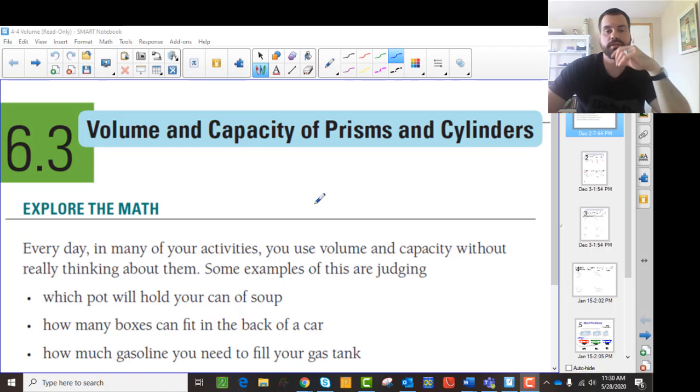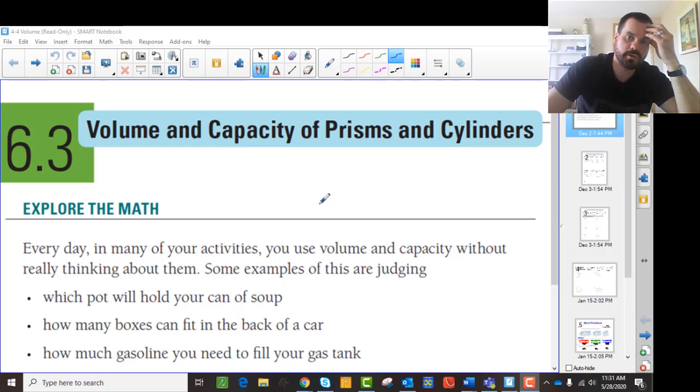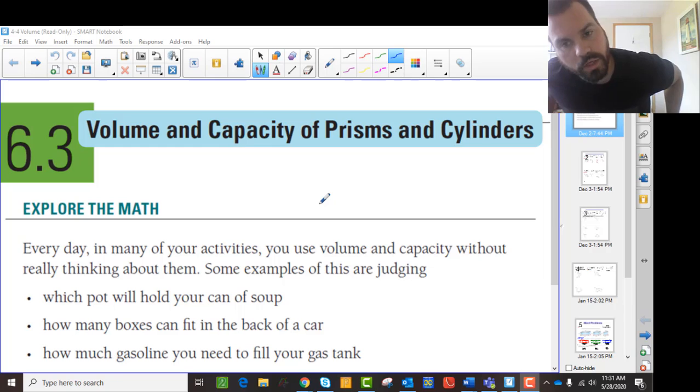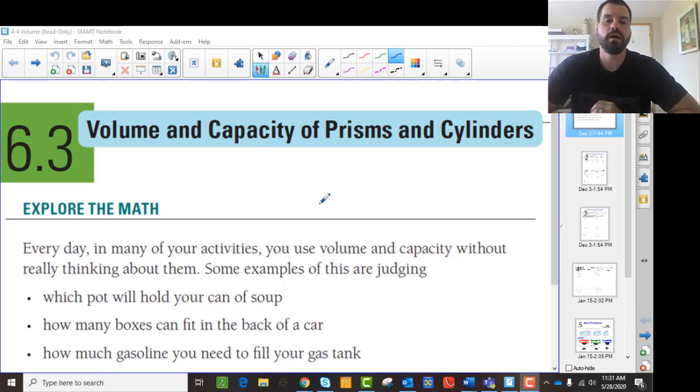So in this video, we're going to discuss how to find the volume of prisms and cylinders and spheres in different shapes. Okay, so when you think about volume and capacity, we don't often sit down and figure out exactly how much is going to go into a certain object, but we do estimate very regularly.